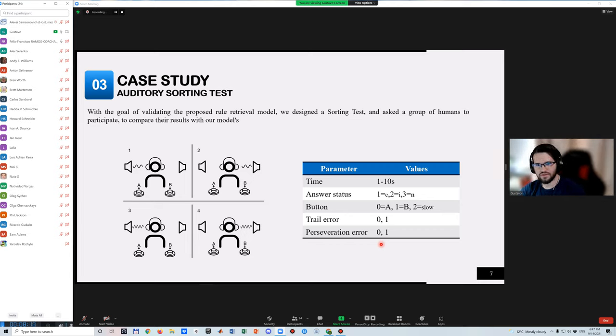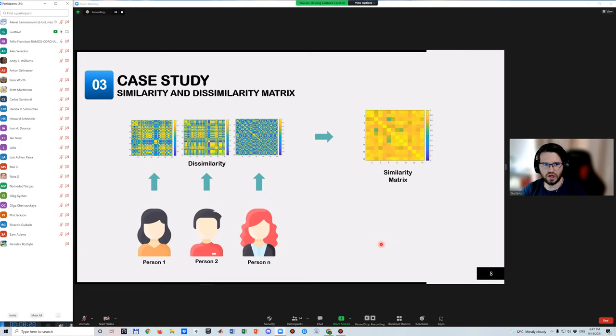So after we have all this information, we compare the results first amongst themselves. I mean, person one has all their results compared just with person one, just to see what kind of mistakes they made. This way we created a similarity matrix for each participant. On this matrix, a yellow color means that the results are very similar between them. A blue color would mean a lot of difference.